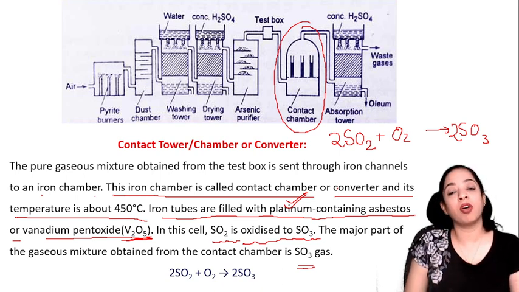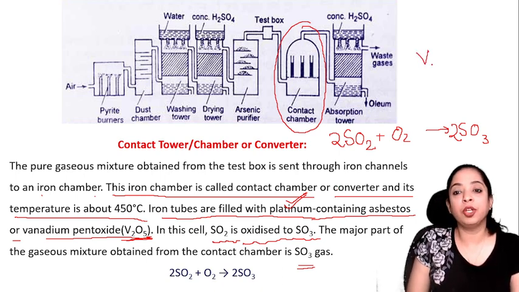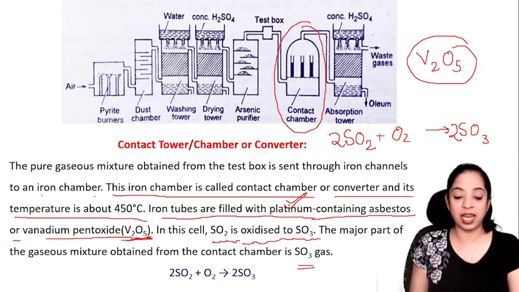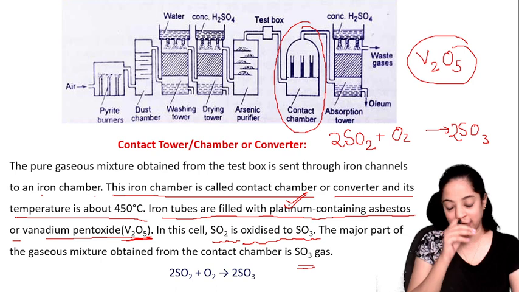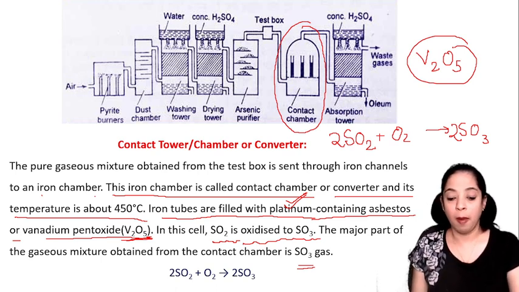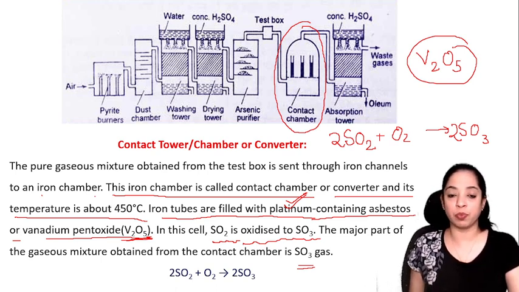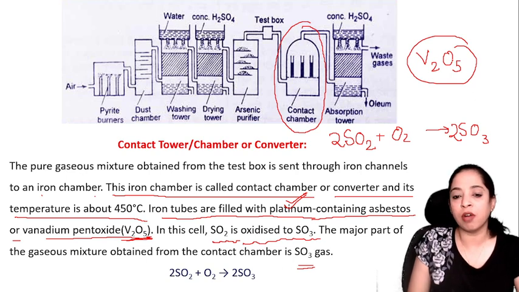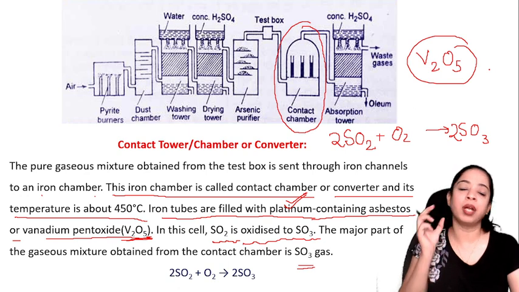Okay. Now here one very important thing about the catalyst I want to tell you. Why vanadium pentaoxide? Why is V2O5 preferred? Vanadium pentoxide is preferred as a catalyst during catalytic oxidation of SO2 to platinized asbestos. We don't use much of platinized asbestos. What is platinized asbestos? Platinum containing asbestos.